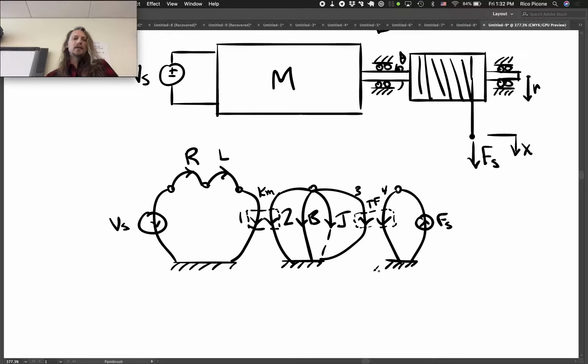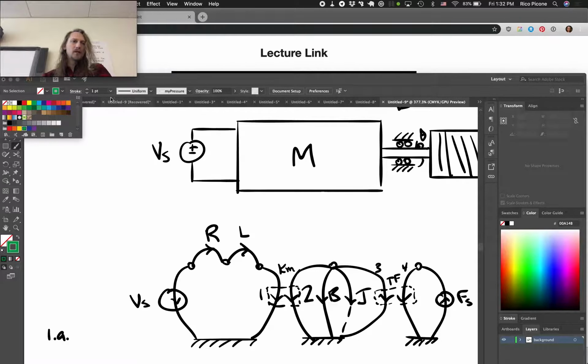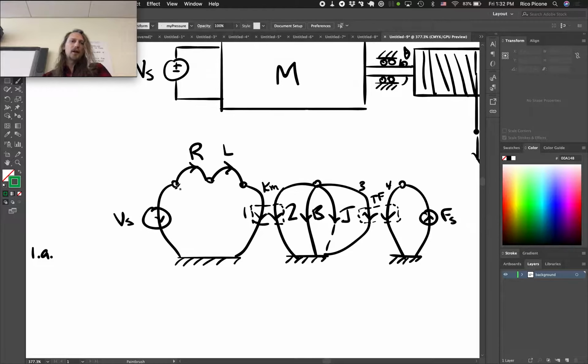Normal tree will be next. So 1a is the normal tree. And I'll use green here to denote the normal tree. We take across variable sources, all the nodes, right? Across variable sources, there's one. Fs is a through variable source, so we do not take it. Then we have A-type energy storage elements. So J is next. And I don't see any other A-types.